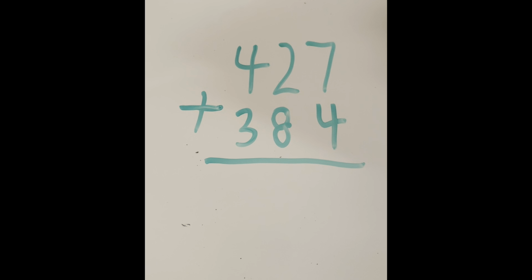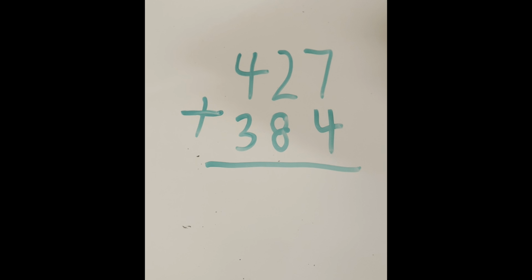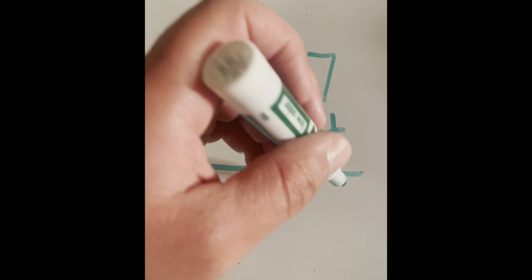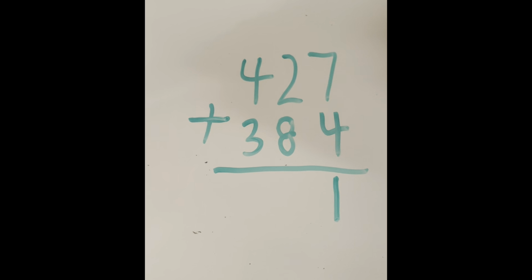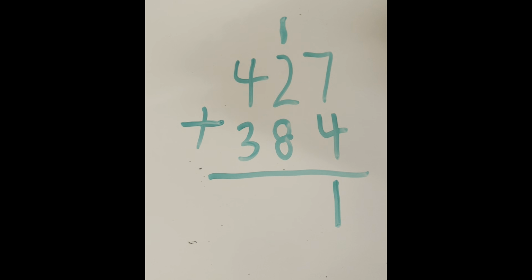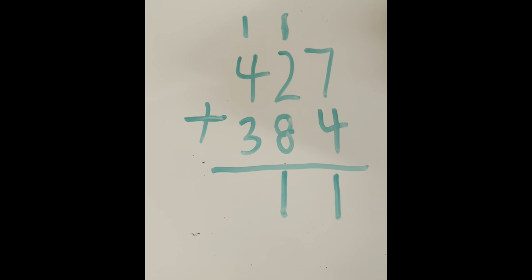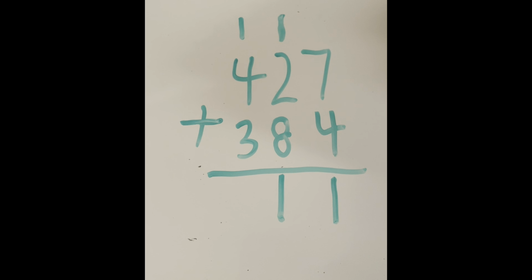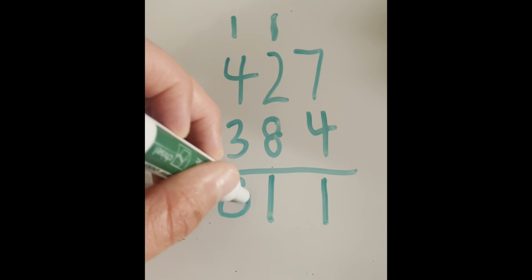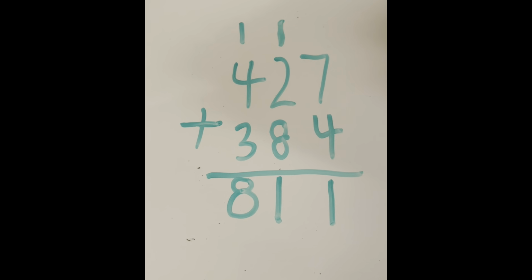All right, example number 8 now. 427 plus 384. 7 plus 4 equals 11. So 1, carry the 1. 2 plus 8 equals 10, plus 1 is 11. Again, 1, carry the 1 over. 4 plus 3 equals 7, plus the 1 that we carried over makes it 8. And we have our final answer. 427 plus 384 equals 811.